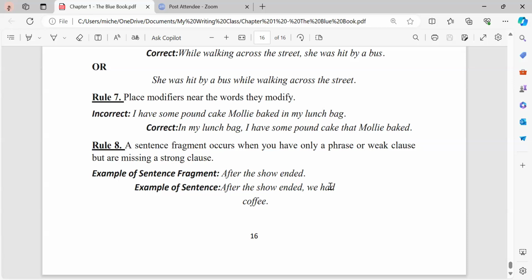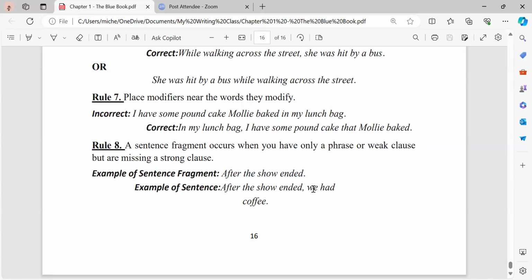And then for rule number 8, we have the sentence fragment, of course, when you have only a phrase or weak clause but are missing a strong clause. So an example of a sentence fragment: after the show ended. This is not a full sentence because if you just say the show ended, then yes, it is a full sentence. But since we add the word after, now this is a fragment. This is a really weak clause and it cannot stand on its own. So how to make this sentence stand on its own? We have to add something.